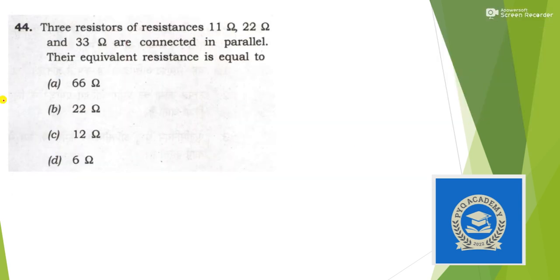Next, three resistors of resistance 11 ohm, 22 ohm and 33 ohm are connected in parallel.